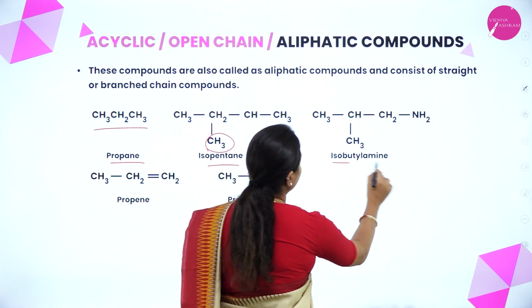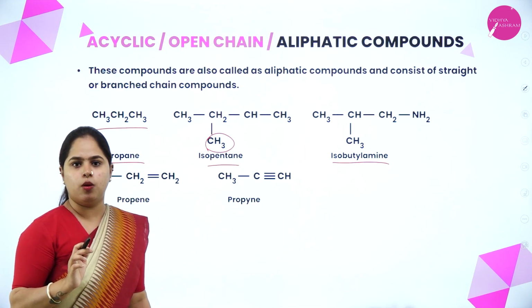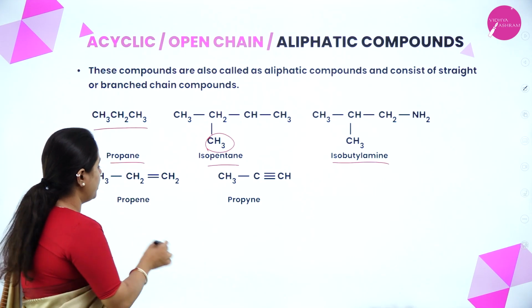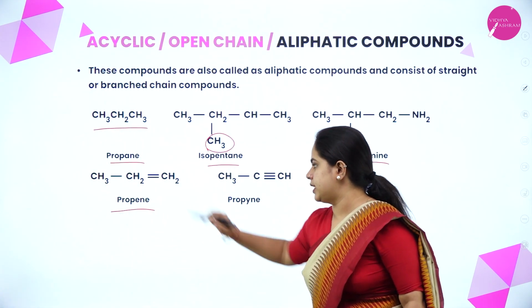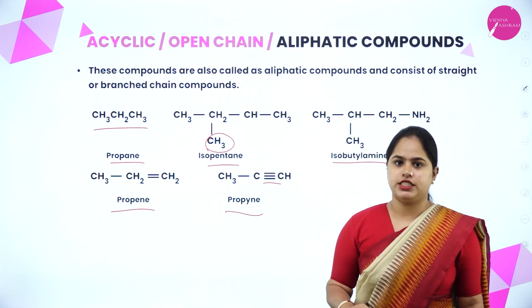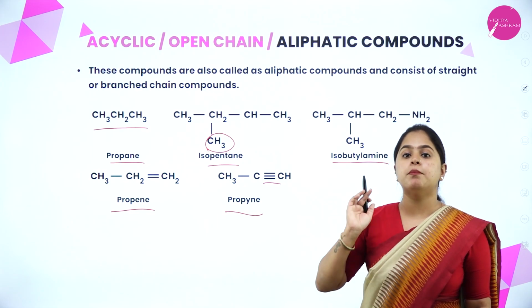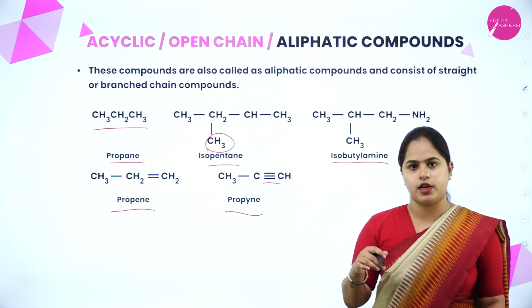So now coming on to isobutylamine. Even this is a branched chain compound, comes under aliphatic. Now another example is propene. Propene is an alkene, right? Double bond is there. Now propyne, it is an alkyne. All this comes under aliphatic. Okay, all straight chain and branch chain compounds come under aliphatic hydrocarbons or aliphatic organic compounds, right?